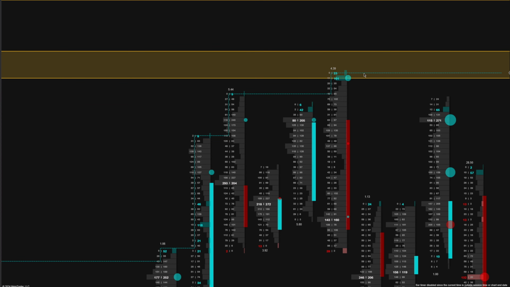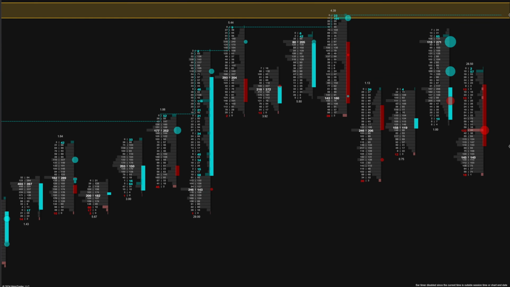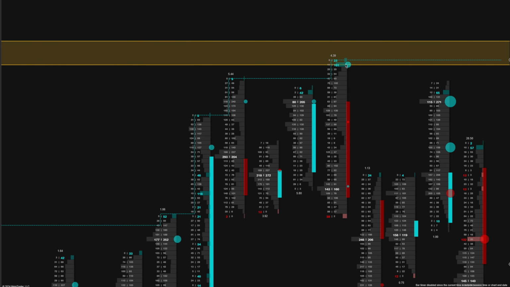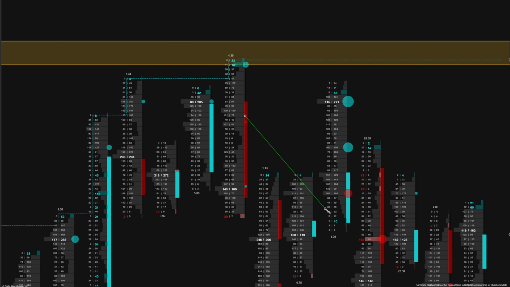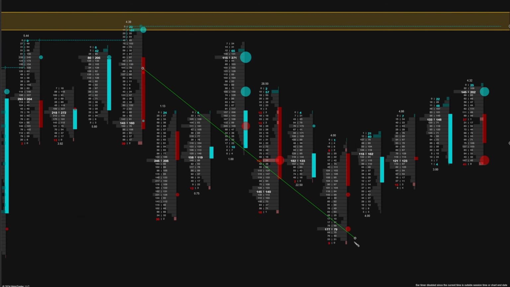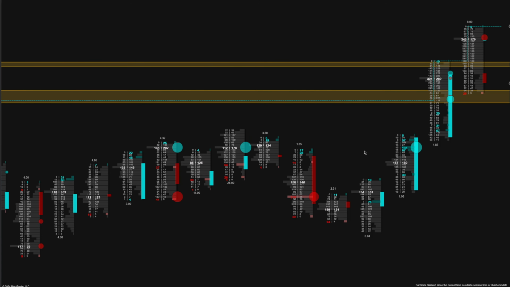Typically, there probably would have been a 30 range setup here, considering there's a large participant. There probably would have been a smaller time frame entry, and let's just say you get filled right here. Let me fix my chart. Oops. Let's say you get filled right there. Off the initial reaction, it's about 26 points. So pretty solid play.